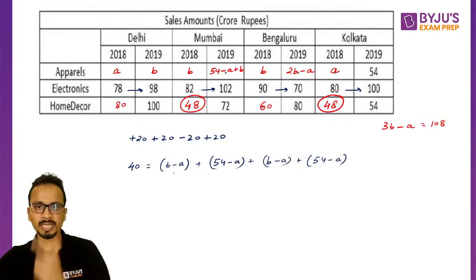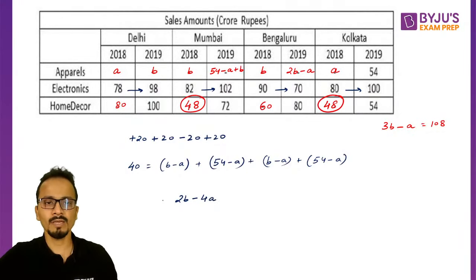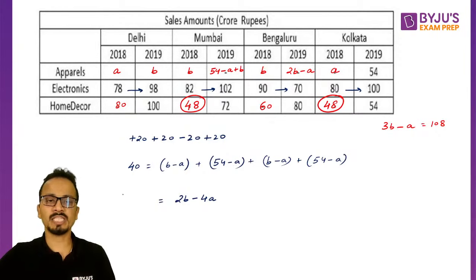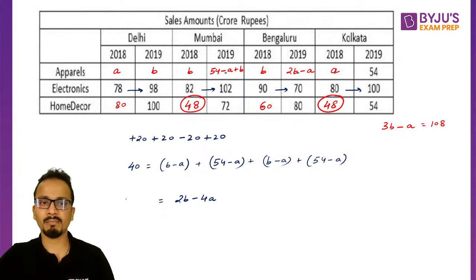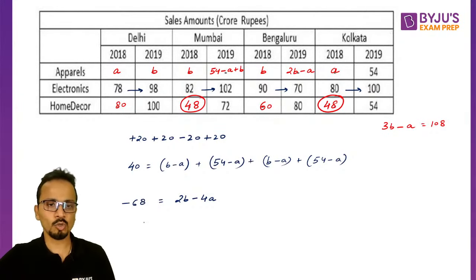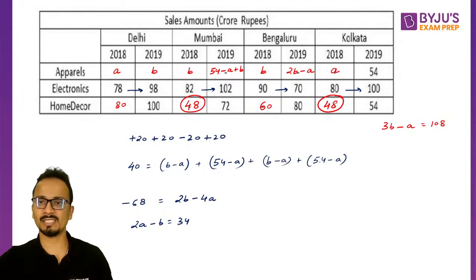So equation क्या बन जाएगा? On the right hand side, it will be 2B minus 4A, and that will be equal to 108. Okay, on the right hand side 108 left में जाएगा, so minus 108 plus 40, so that is minus 68. So simplifying this equation, it will become 2a minus b is equal to 34. मैंने negative sign common ले लिया and 2 cancel कर दिया.